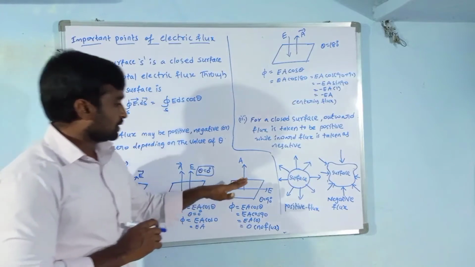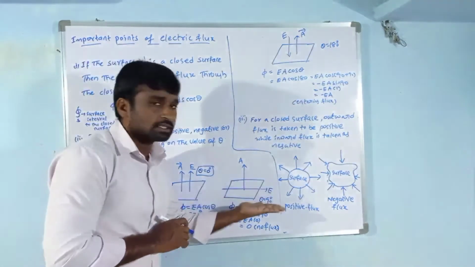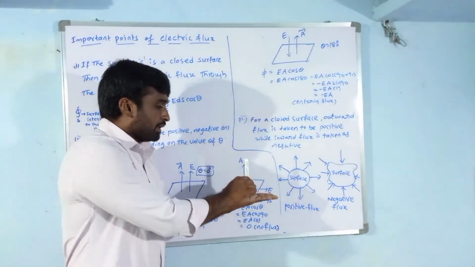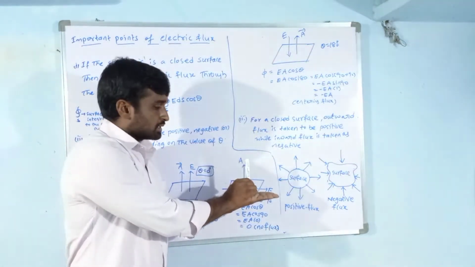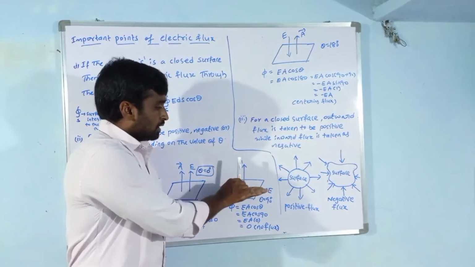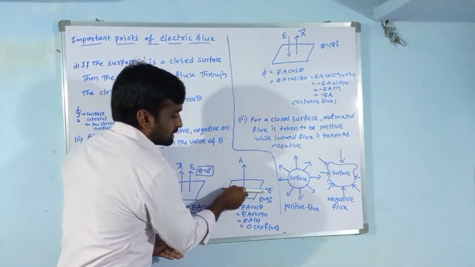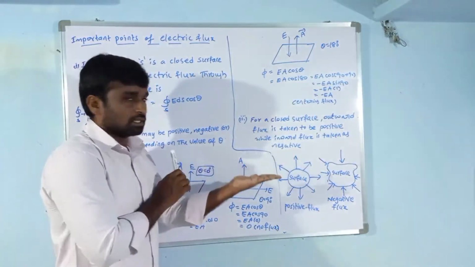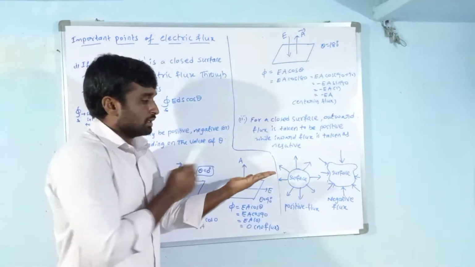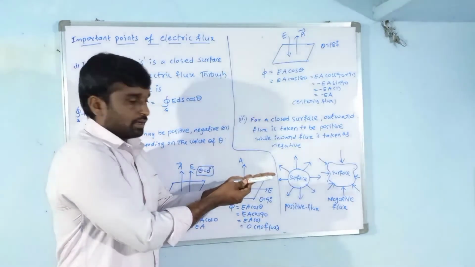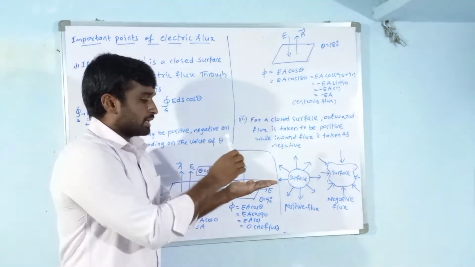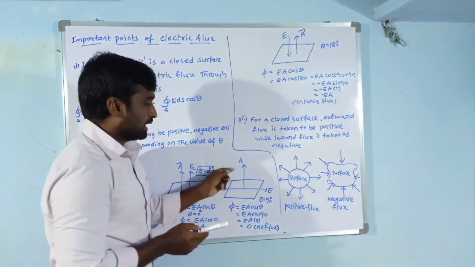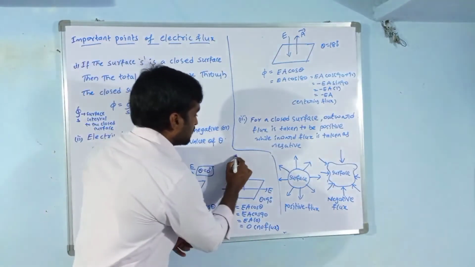Next, when we take the area element in this position, the area vector will be perpendicular to this area element. This is the direction of the area vector. Now the electric field is in the direction of the flat surface. This is the area element, and this is the direction of the electric field. The direction of the area vector will be in this direction. Now what is the angle between the area vector and the electric field?